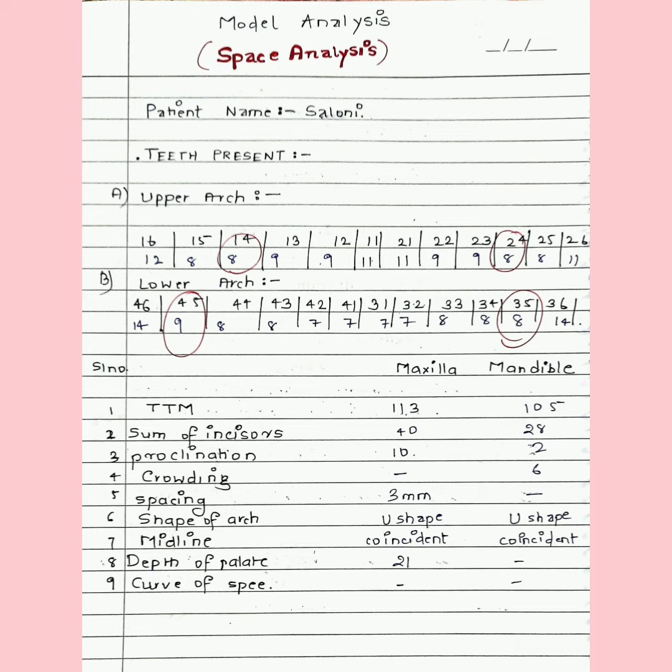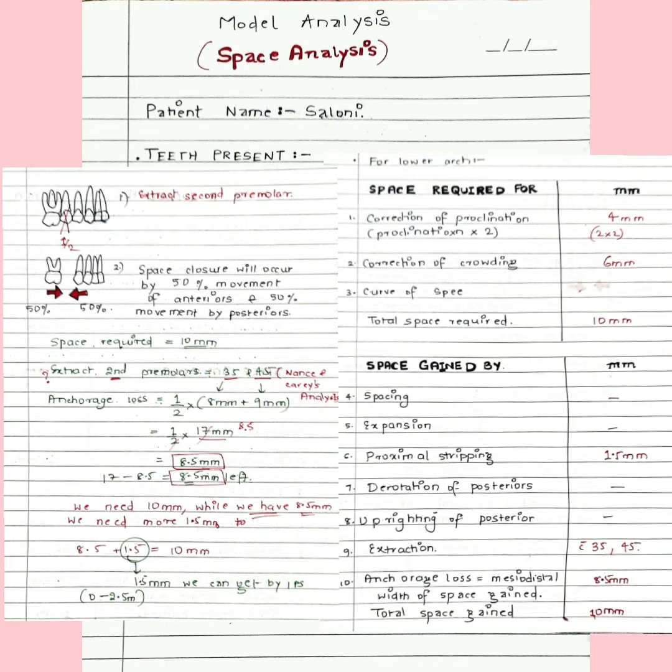We already discussed the basics of model analysis or cast analysis. We saw how to calculate the total tooth material or crowding, how to measure the spacing, curve of Spee, depth of palate, or proclination. So this video will be about space analysis.